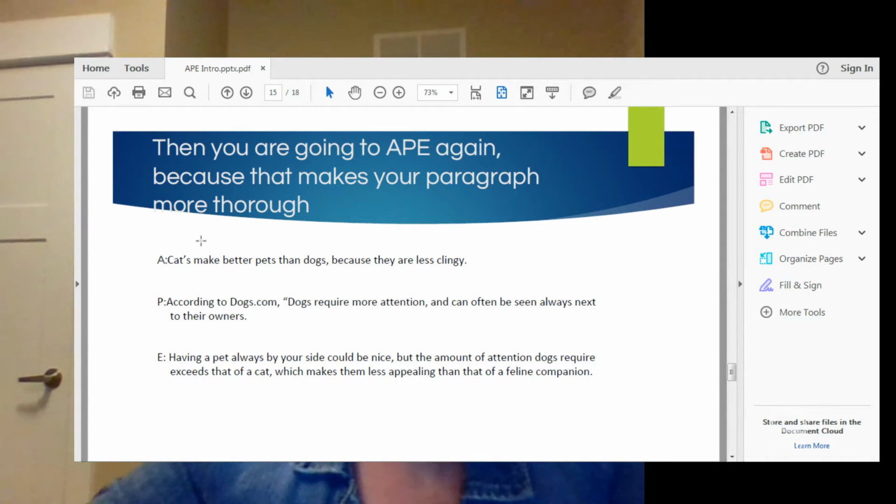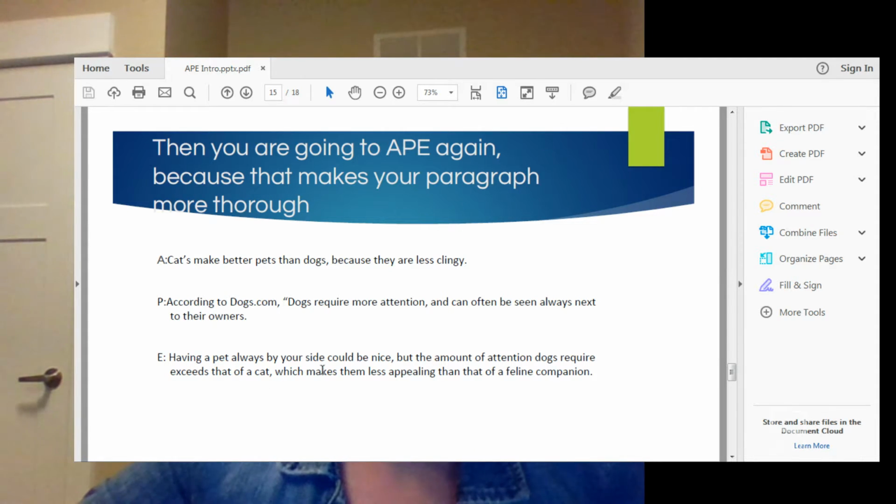Okay, so we have our next assertion. Cats make better pets than dogs because they are less clingy. Great, let's learn how they are less clingy. According to dogs.com, dogs require more attention and can often be seen always next to their owners. Okay, great. Let's explain how these two even tie together.